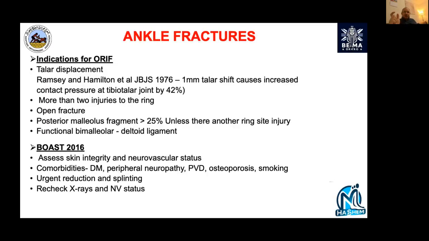You have to do an urgent reduction and splinting. It's a joint. It has to be back in place as early as possible to maintain the viability of the articular surface and articular cartilage. You have to recheck X-rays and neurovascular status once you reduce the ankle, which is done everywhere.